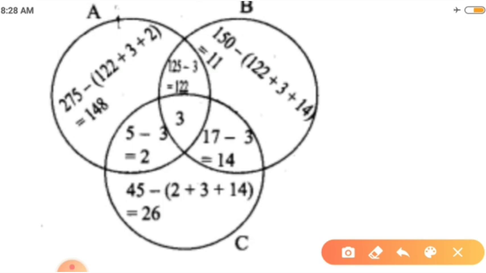A newspaper only buyers is equal to 275 minus 122 plus 3 plus 2, that is equal to 148. That is equal to 148. Next, only B newspapers.